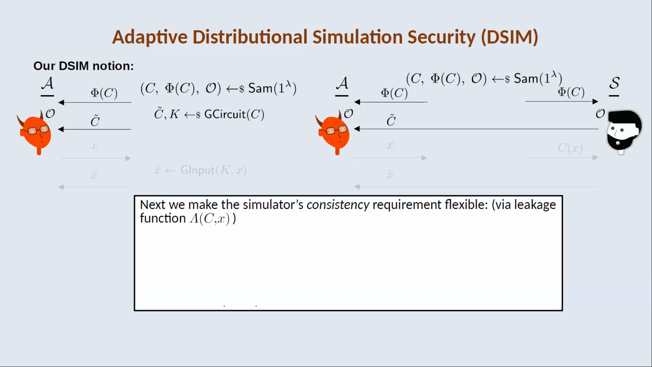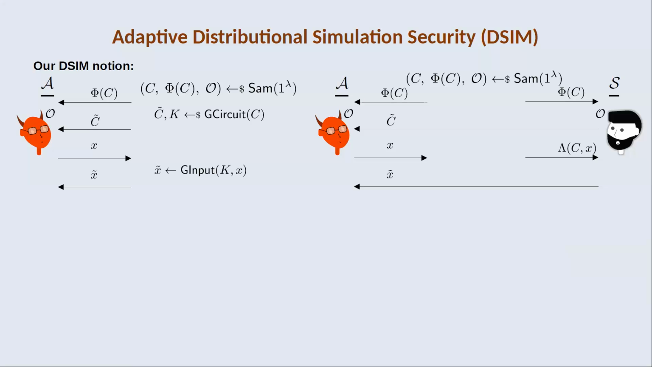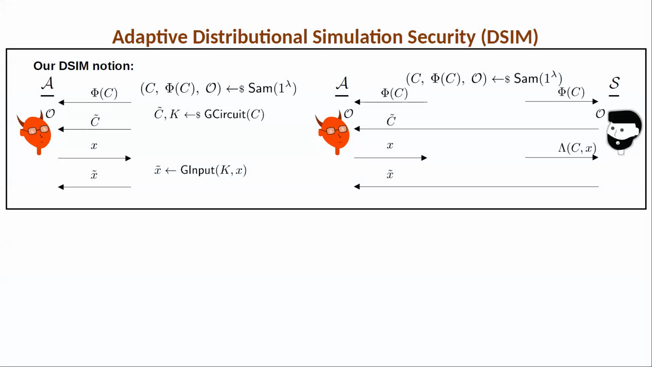And now we need to think about what we give the simulator when it needs to produce a garbling. And we make this flexible. So in the case of SIM, you needed to have the exact same output. The simulator needed to produce that. But we don't always need this. So if the circuit we're garbling has some pseudo-random guarantee, then the simulator doesn't even have to get anything. It just needs to produce outputs that are indistinguishable from truly random. All right. So that's the definition.